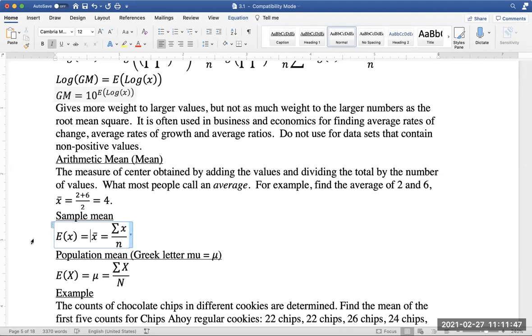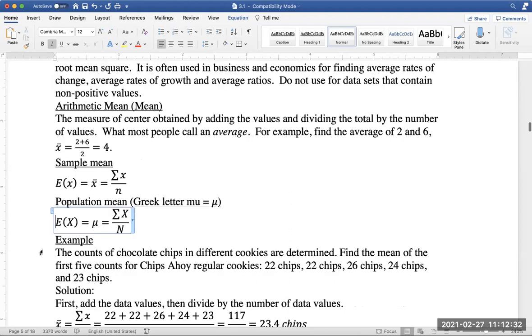The population mean is sometimes denoted by the expected value, E of X. But in this case, the X is capitalized to denote the fact that it's for a population random variable. Another notation is mu. The Greek letter mu is another symbol for the population mean. It is the sum of X over N, so you add up all your data values and divide by your population size.